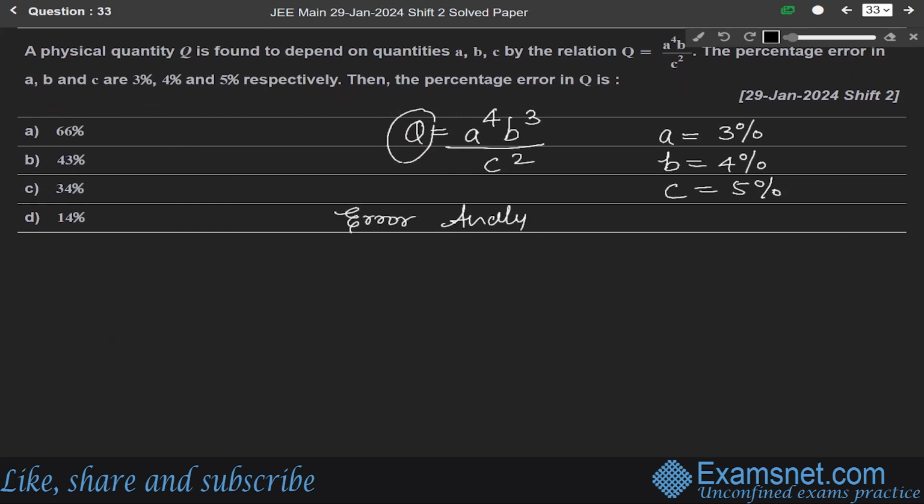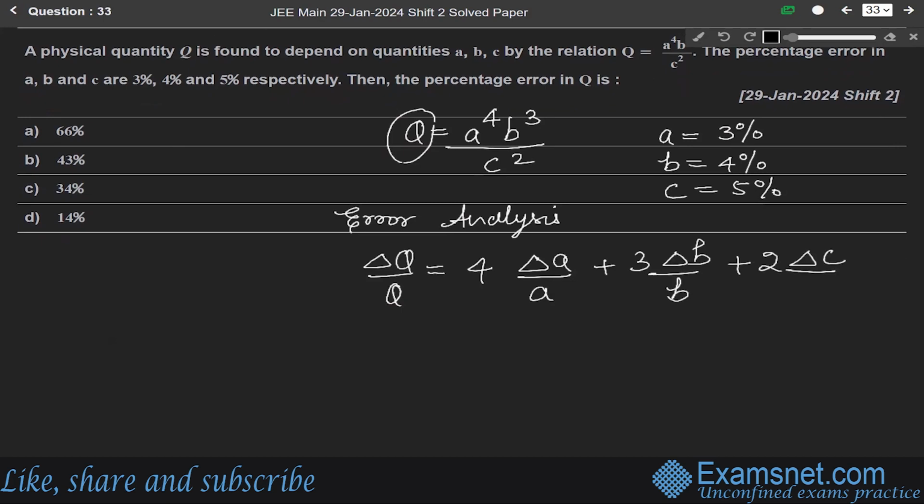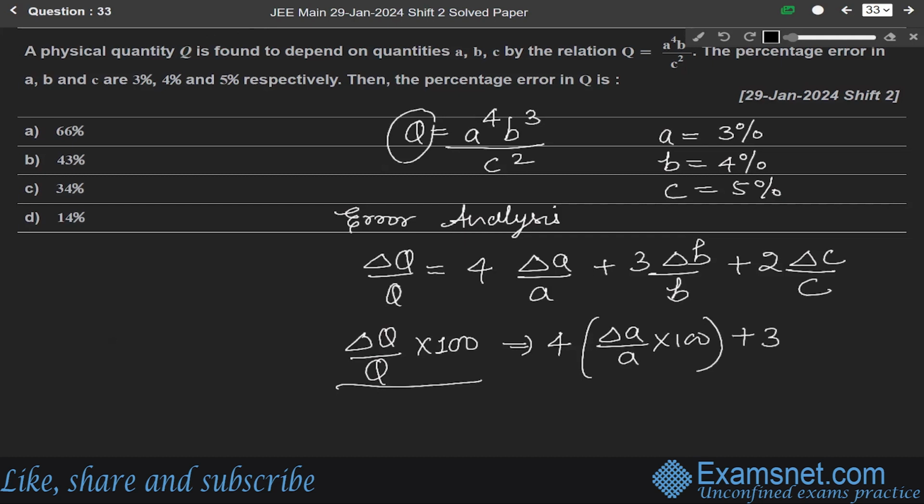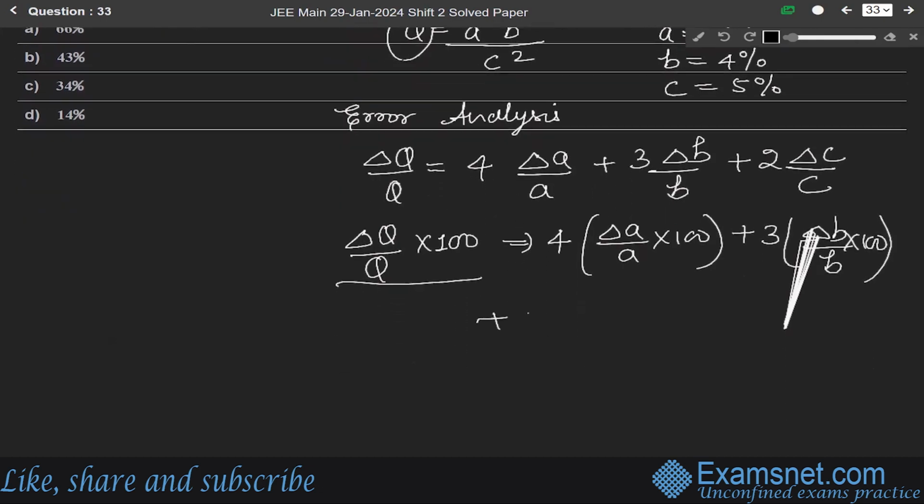Error analysis. So we get del Q over Q equals 4 del A over A plus 3 del B over B plus 2 del C over C. Now multiplying by 100, because we have to find the percentage error, it will be equal to 4 delta A over A into 100 plus 3 delta B over B into 100 plus 2 delta C over C into 100.